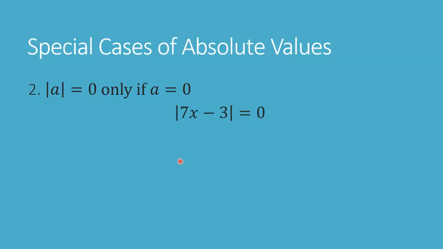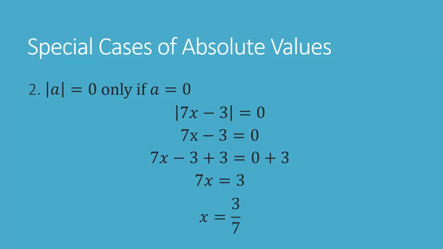So in this example, absolute value of 7x minus 3 equals 0. Well, that can only happen if the stuff inside is 0. So we might as well just get rid of it. So now we just have 7x minus 3 equals 0. And we just simply solve from there. We add 3 to both sides, divide by 7, and we get x equals 3/7. And if you plug this back in, you get 7 times 3/7, which is 3. 3 minus 3 is 0. And the absolute value of 0 is, well, 0.